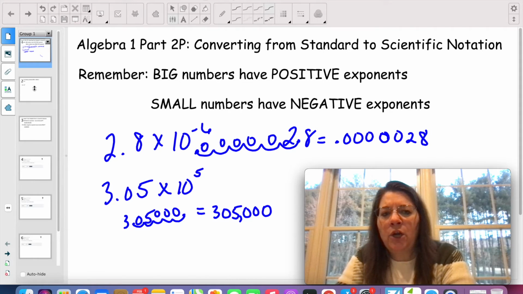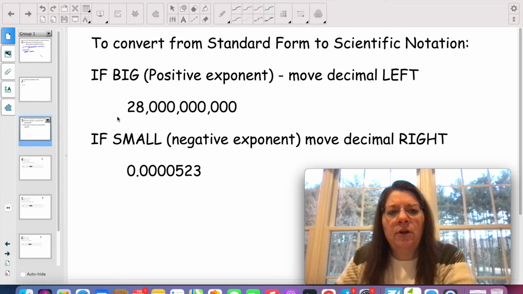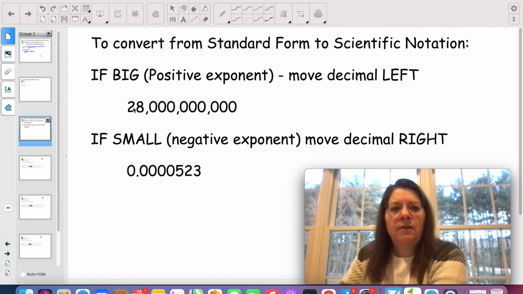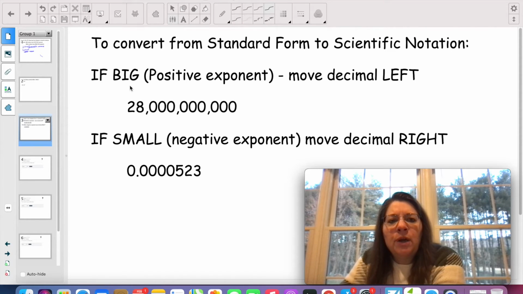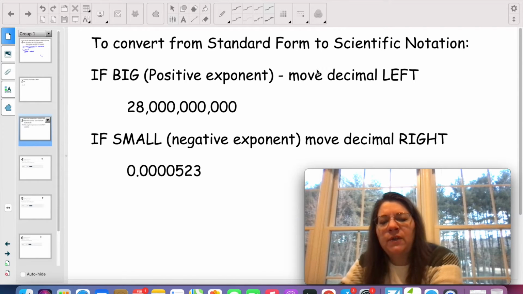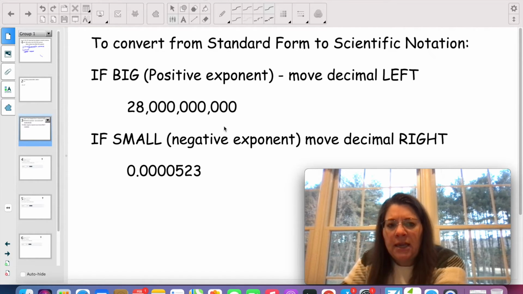In this section, we're going to go backwards. Today, they're going to be giving you numbers in standard notation and ask you to convert those to scientific notation. So, if your number is big, in other words, it has a positive exponent, then we can associate that with a large number. When we do this, we're going to do the opposite of what we did yesterday. Yesterday, if it was a big number in scientific notation, we moved the decimal to the right that many places.